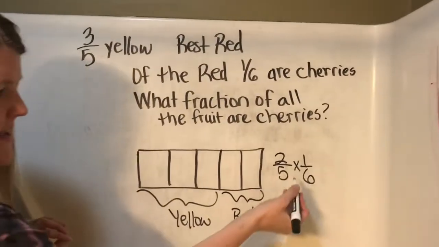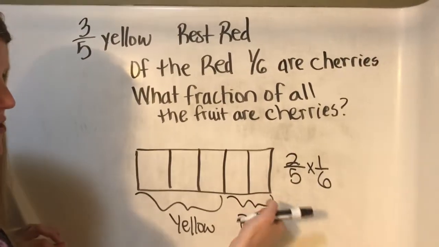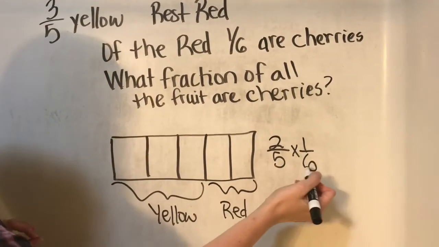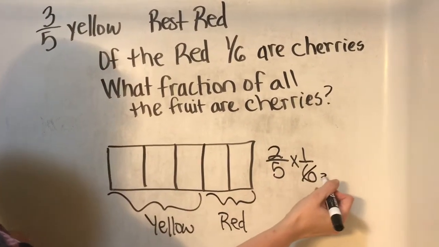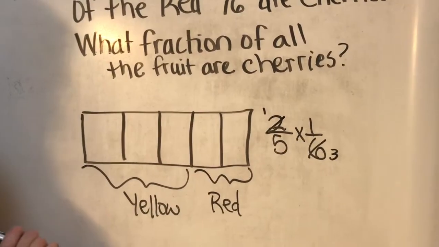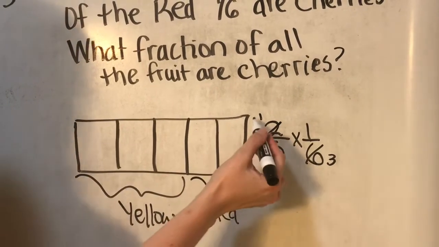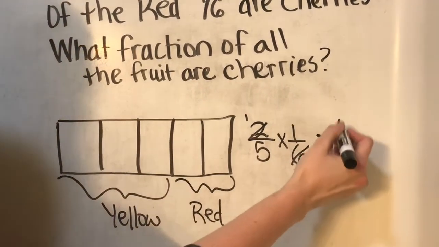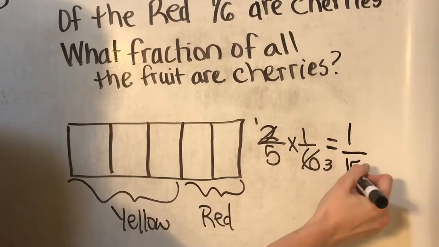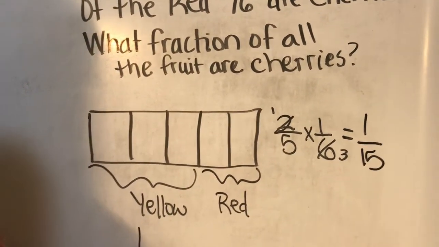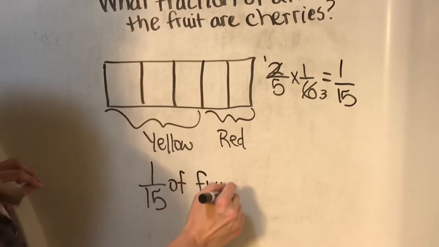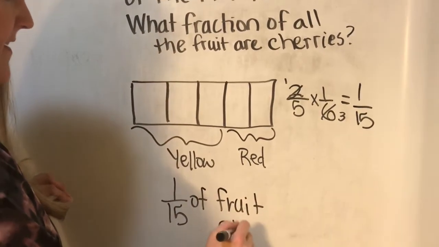I can see immediately, since I've got even numbers, I can simplify these first. So I'm going to do 6 divided by 2 to get 3. 2 divided by 2 gives me 1, since they had a common factor of 2. And so now I can just multiply the numerators. I get 1, and then 5 times 3 gives me 15. So 1/15 of all the fruit is going to be cherries.